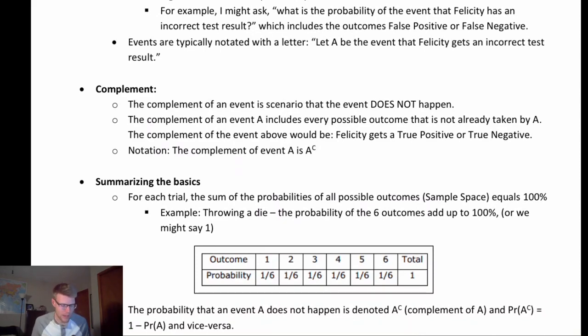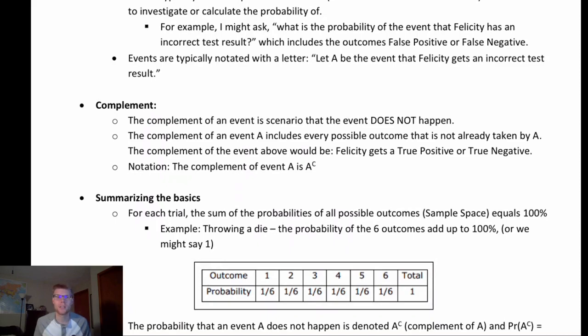The complement of an event is going to be the scenario that event does not happen. It's going to be all the other outcomes that are not inside that particular event. So the complement of event A includes every possible outcome that is not already taken by A. So if we define A up here as the event that Felicity gets an incorrect test result, then the complement of A is going to be that Felicity gets a correct test result.